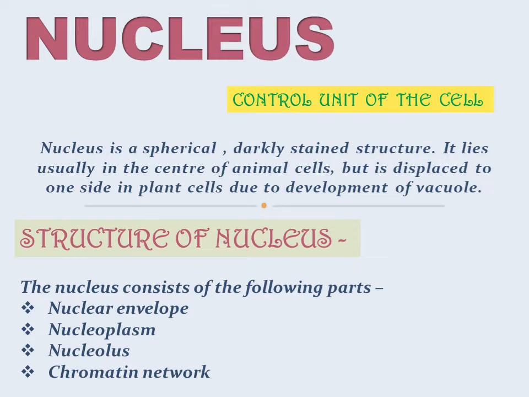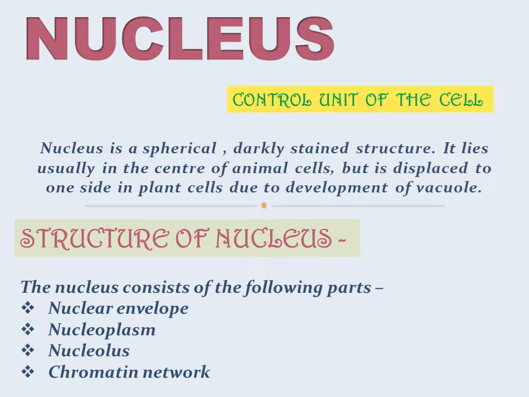It means all the metabolic activities are performed by the cell itself, and there is a particular part within the cell which is responsible for having a control over those activities. So that part for controlling all those activities is nucleus. So that is why it is known as control unit of cell. Now let's discuss about its structure.